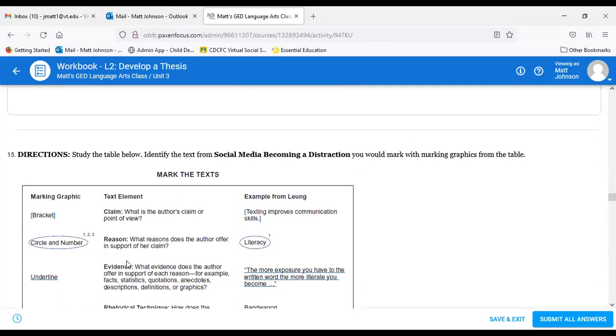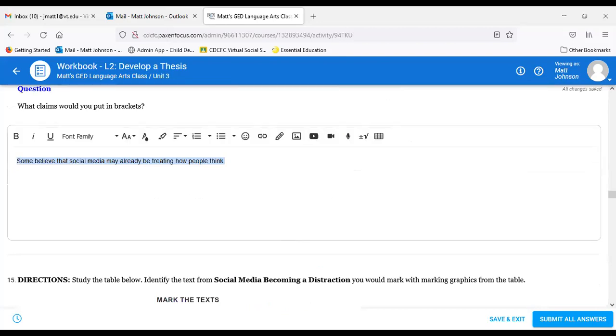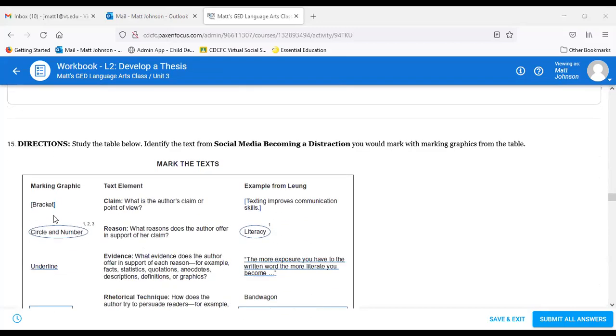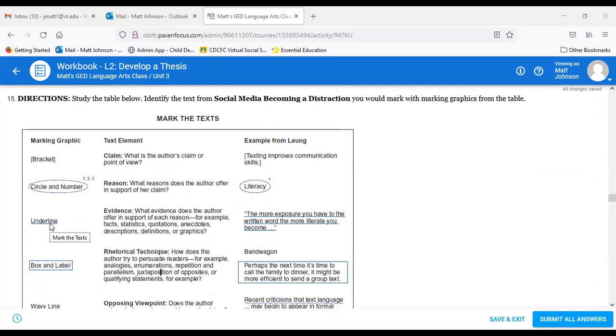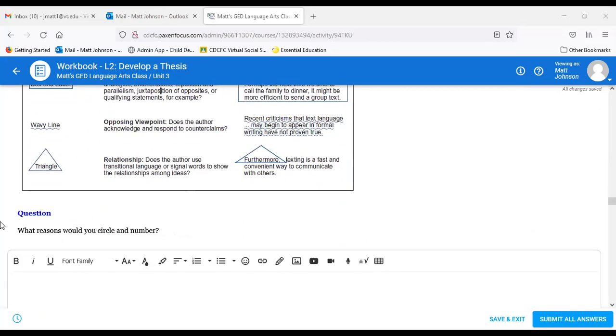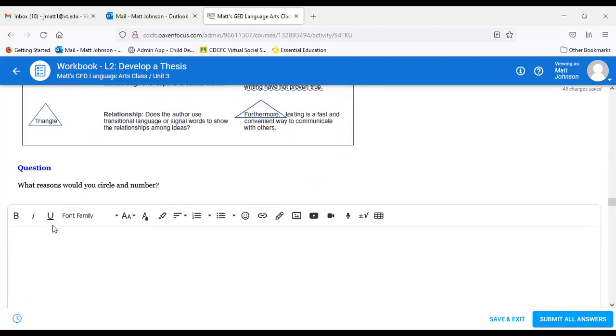So this is really just becoming more practice as far as identifying those different elements in an argument, a persuasive type of writing. So 15, then, right? We go to the next idea. Circle and number reasons. So what reasons would you circle and number?